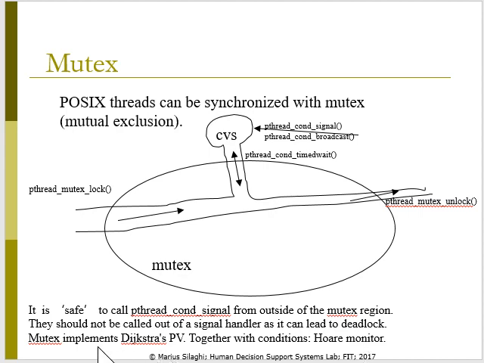The mutual exclusion areas implement Dijkstra's PV concept, which stands for the Dutch proberen en verhogen, which is test, signal, and raise a barrier to let others that test the barrier enter. With a condition, they implement the whole monitors.